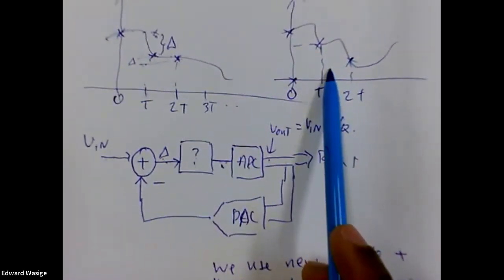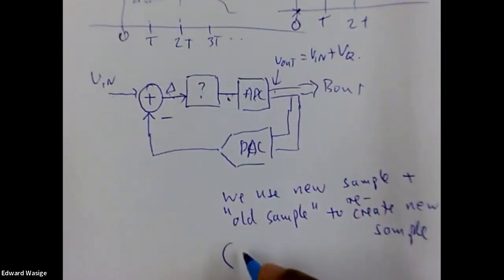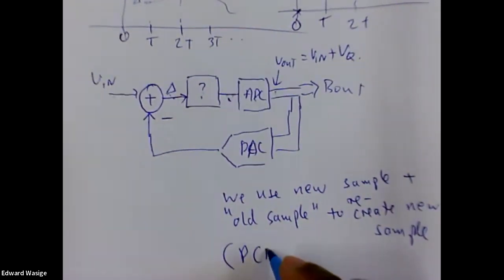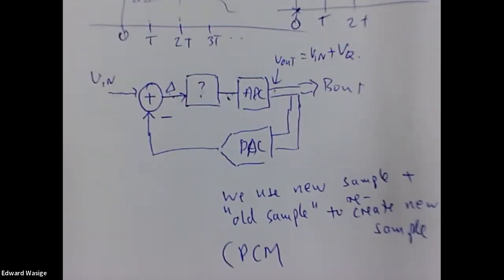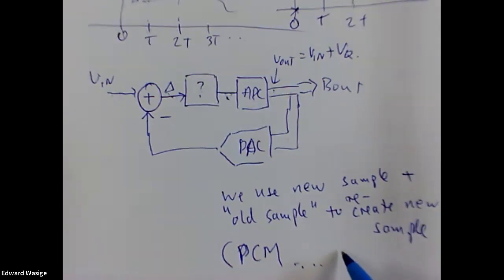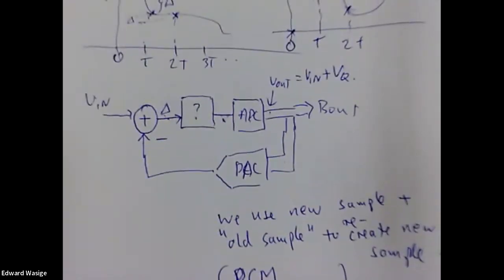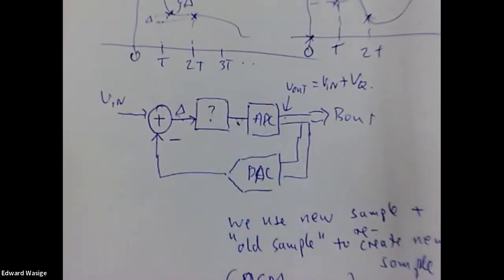The way the new sample is recreated, for those of you who are doing digital communications, it's very similar to pulse code modulation. So very similar to that. If you check pulse code modulation or pulse amplitude modulation, the way the ones and zeros are generated will be very similar to what's happening here.